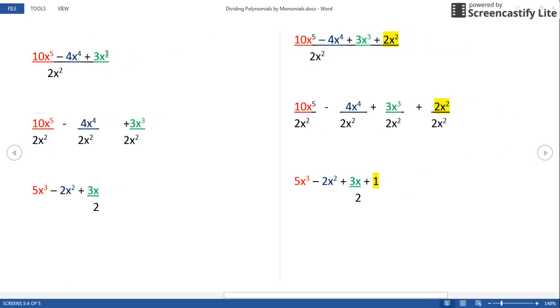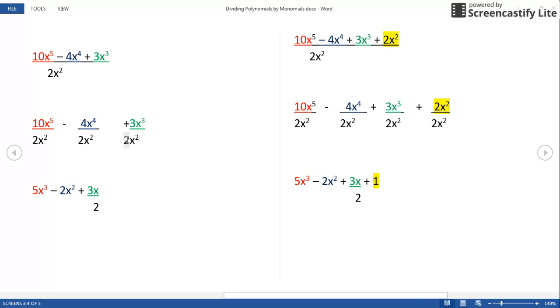Let's look at a little bit bigger one, a trinomial being divided by one term. And again, we can separate this so that each thing on top is individually divided by each thing on the bottom. Each part, 10x to the fifth over 2x squared, minus 4x to the fourth over 2x squared, and 3x cubed over 2x squared. Well, the first two terms were the same as the last problem. It's only the part on back that's new this time.